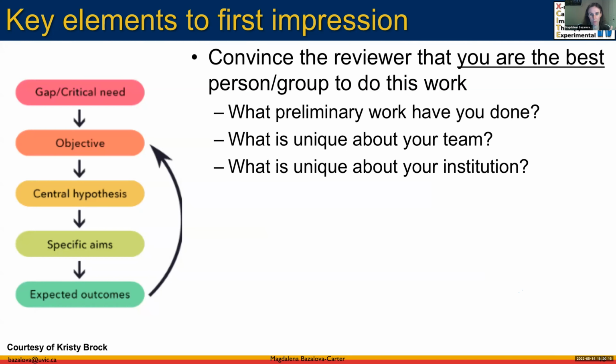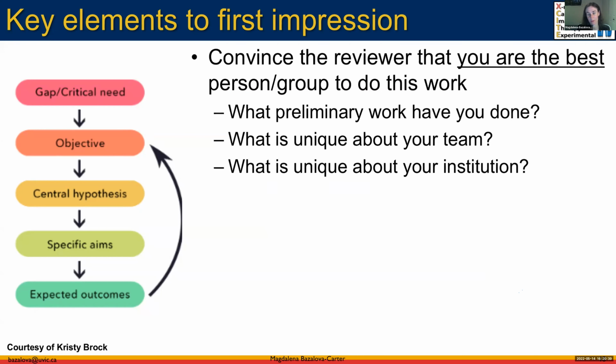You need to show them what is unique about your team and what is unique about your institution. For example, you need a radiation oncologist, you need a medical physicist, of course, you need a radiobiologist, and you need an accelerator engineer to complete this project, and nobody else has thought about this. So this is unique about your team.